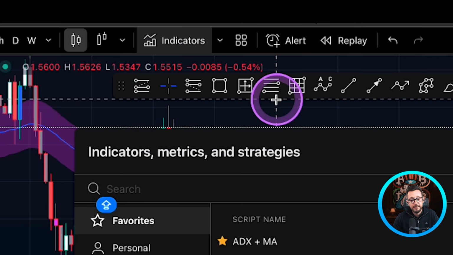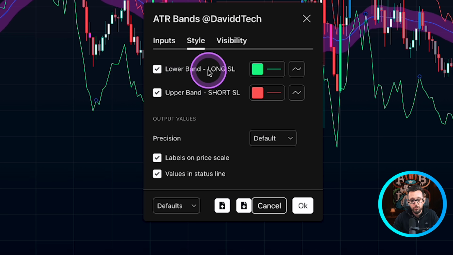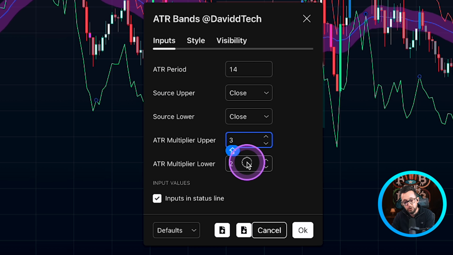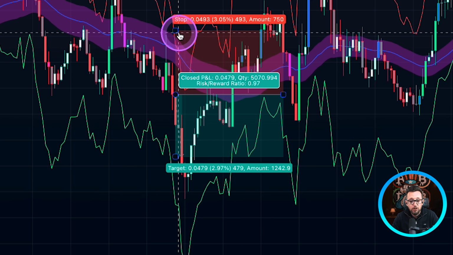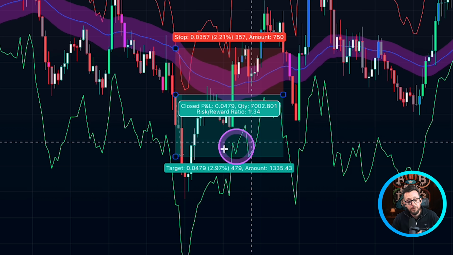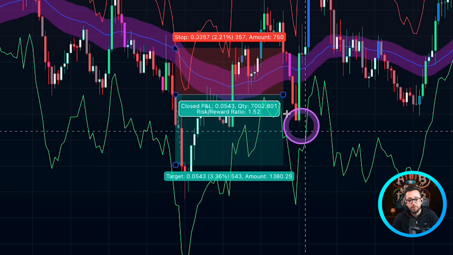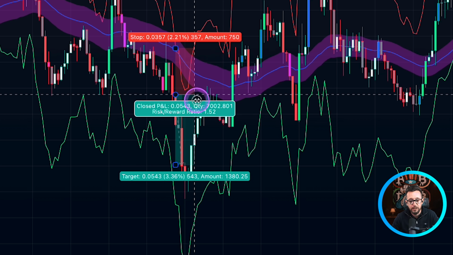Then we're going to be adding the ATR bands by David Techh just here. We're going to be setting the input multipliers to 3. And then we're going to set our stop loss directly to that ATR band. Boom. Finally, we're going to be setting our take profit to 1.5. And as you can see, that would have been an absolutely perfect entry.